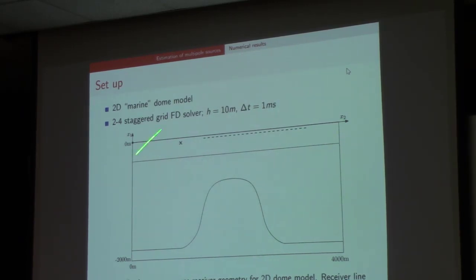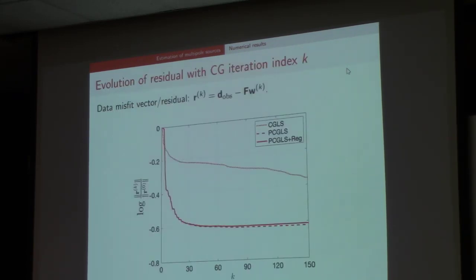Here's a simple 2D diagram. I'm assuming that my source is here and my receivers are here. I'm going to attempt to recover the W's, the multipole coefficients, functions of time. And here I have some subsurface feature. There's a salt dome underneath just to make things more interesting. I'm not doing just a homogeneous medium because that would be a little too easy.